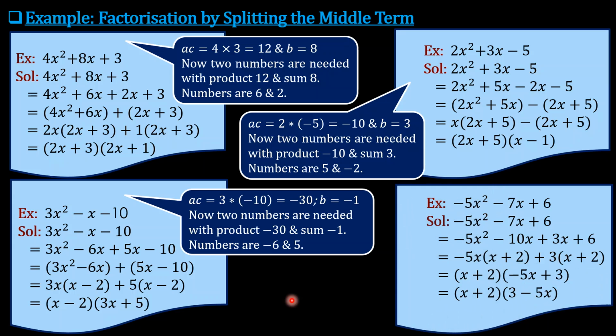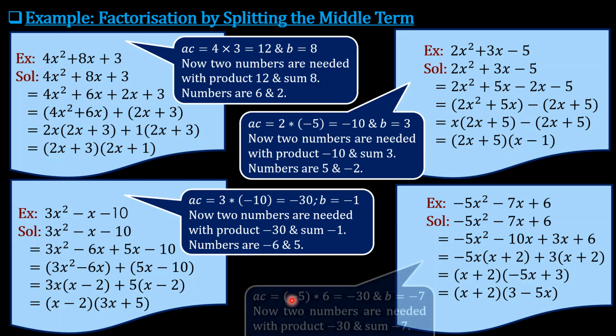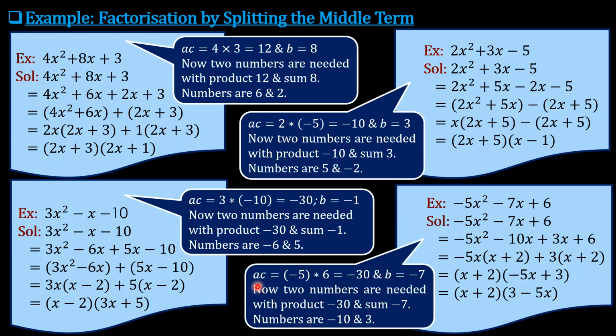Similarly, minus 5x square minus 7x plus 6. Here we can see the product AC equal to minus 30 and B equal to minus 7. So two numbers are needed with product minus 30 and sum minus 7. The numbers are minus 10 and 3, so we write this minus 7x as minus 10x plus 3x, then grouping, then common factor, then common factor again. Instead of minus 5x plus 3 we write 3 minus 5x. It looks better.